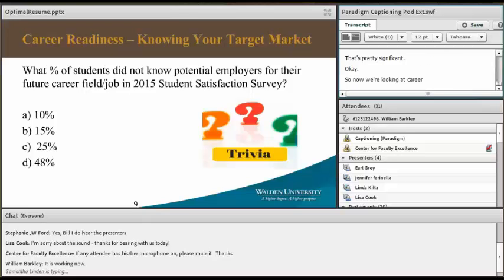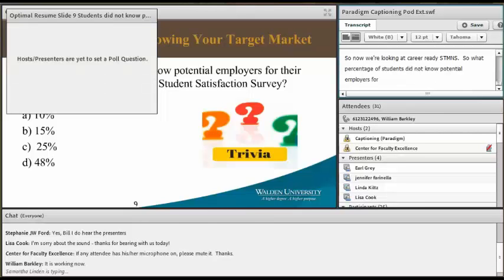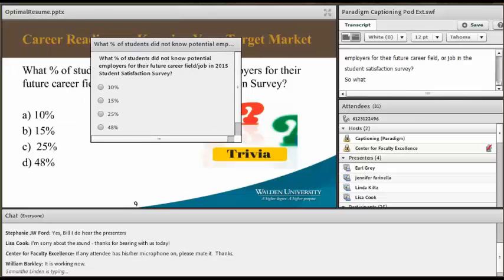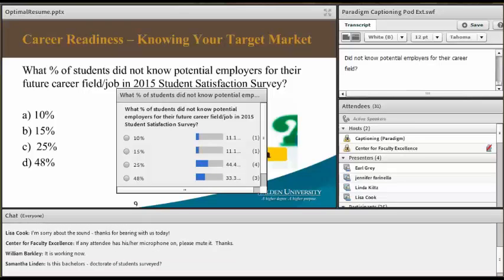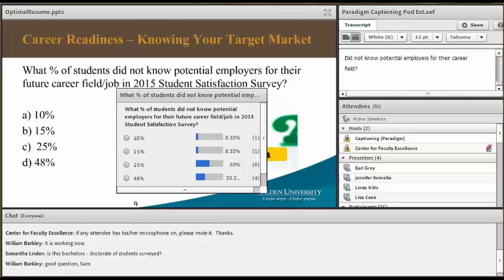Okay. So now we're looking at career readiness. What percentage of students did not know potential employers for their future career field or job in the student satisfaction survey? They really didn't know the job market, did not know potential employers for their career field. Okay, about half are saying 25%, actually 48%, so nearly half. 48% of students surveyed in the student satisfaction survey said they did not know potential employers for their career field. That's pretty significant. Okay, we can go to the next one, please.